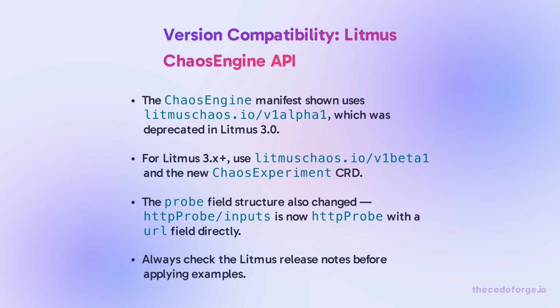The ChaosEngine manifest shown uses litmuschaos.io/v1alpha1, which was deprecated in Litmus 3. For Litmus 3.x+, use v1beta1 and the new ChaosExperiment CRD. The probe field structure also changed. httpProbe/inputs is now httpProbe with a URL field directly. Always check the Litmus release notes before applying examples.